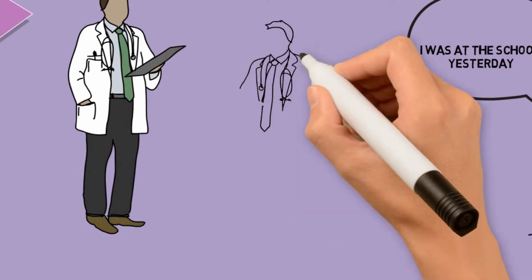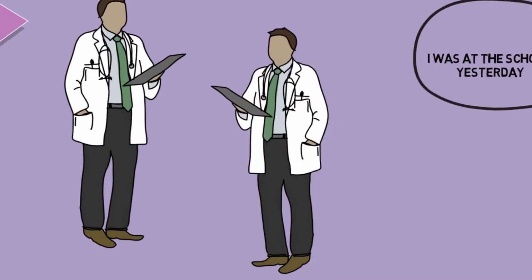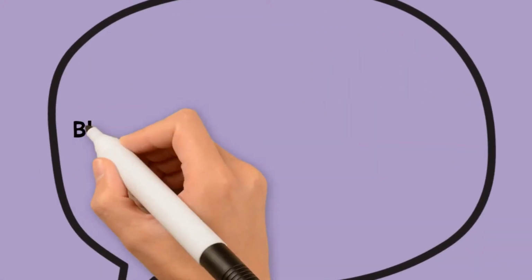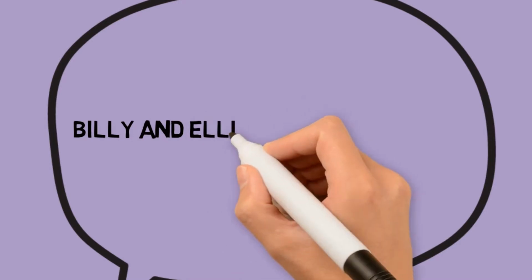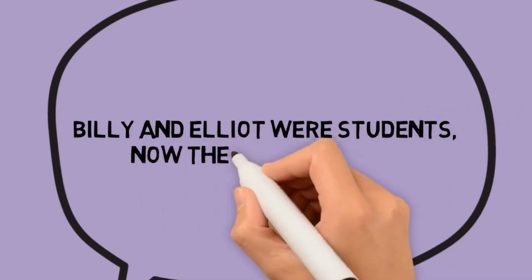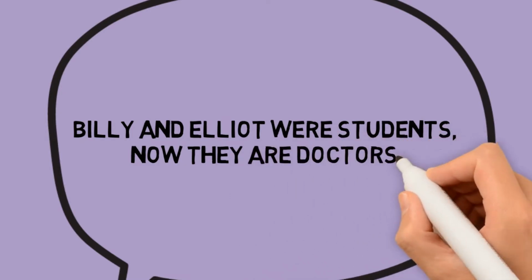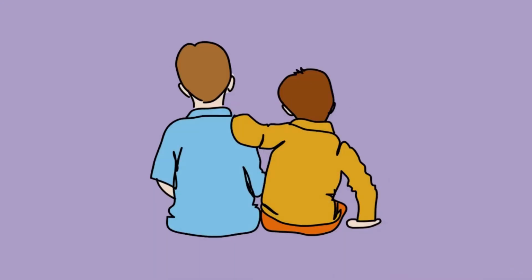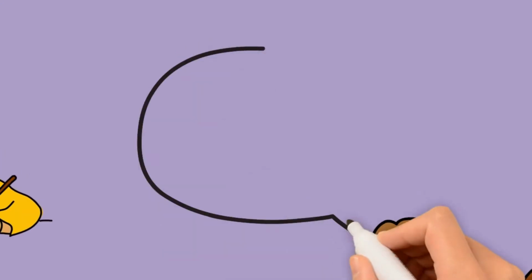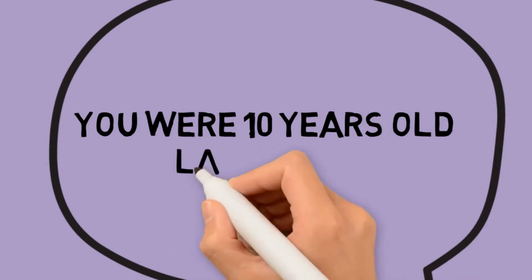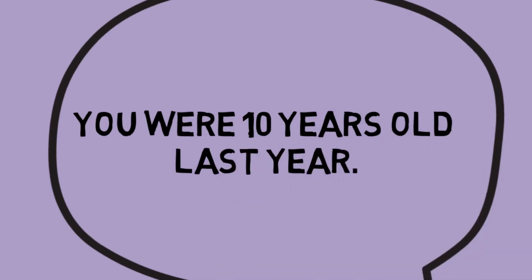Billy and Elliot were students. Now they are doctors. Billy and Elliot were because they are plural. So we use were, and this is the past tense because now they are doctors. And now, you were 10 years old last year. Last year is past tense too, and you is plural, so we use were.